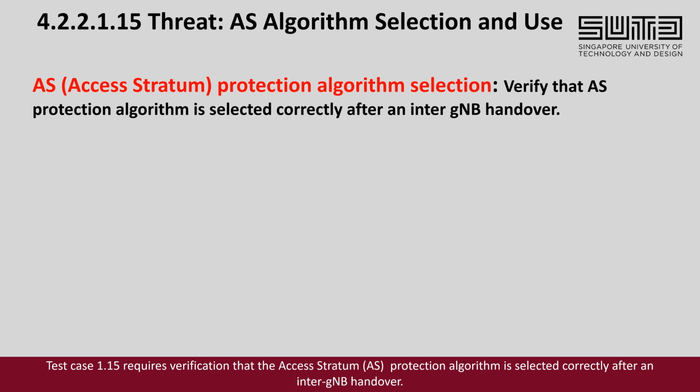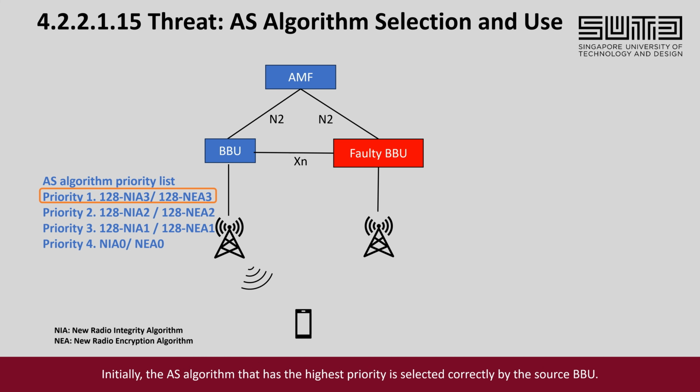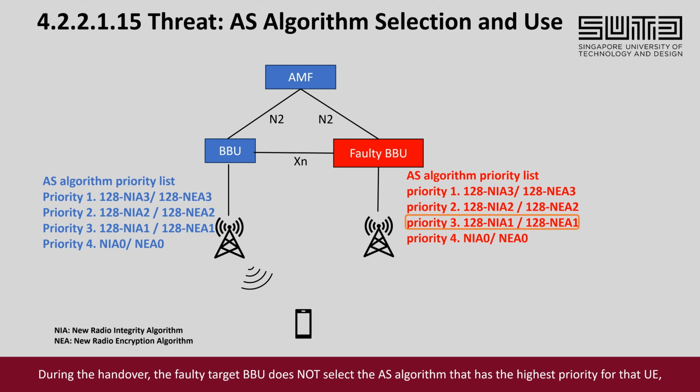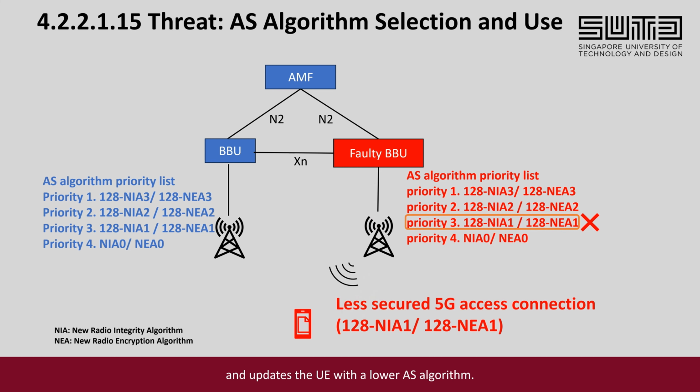Test case 1.15 requires verification that the access stratum, or AS, protection algorithm is selected correctly after an inter-gNB handover. Initially, the AS algorithm that has the highest priority is selected correctly by the source BBU. During the handover, the faulty target BBU does not select the AS algorithm that has the highest priority for that UE, and updates the UE with a lower AS algorithm.